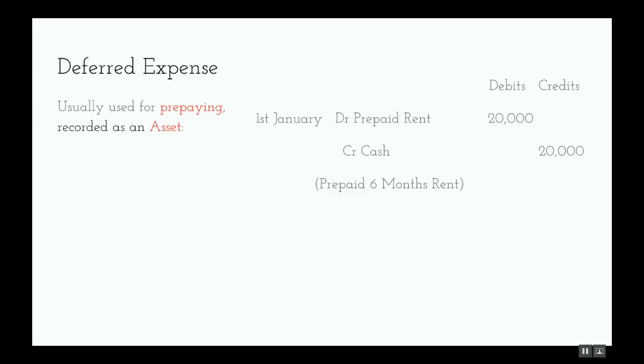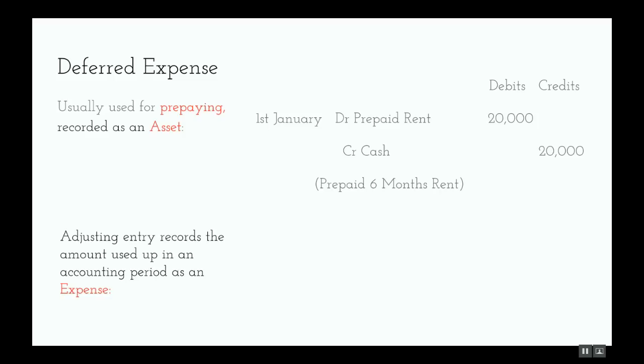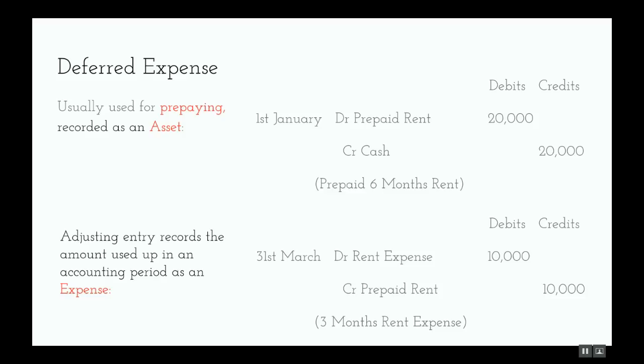So now we move on to deferred expenses. Deferred expenses are primarily used for prepaying for services such as rent and are recorded as an asset. So here we've paid for 6 months rent in advance and we've debited prepaid rent and we've credited cash. So the adjusting entry records the amount used up in an accounting period as an expense. So what we do here is we debit the rent expense, which in this case is half of the 6 months prepaid rent. So then we credit prepaid rent.